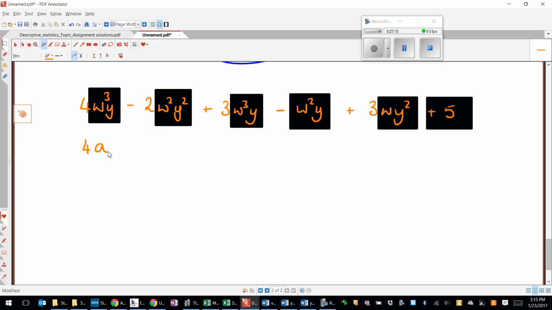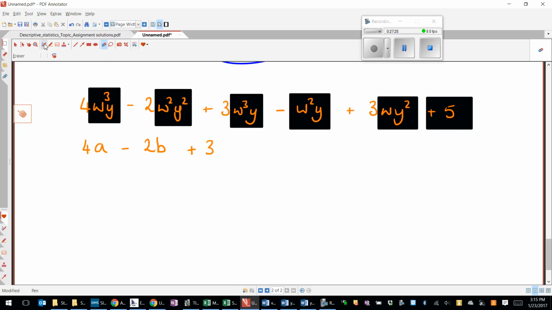Okay? Minus 2 lots of, well, is that the same as that? No. So let's call it b. Is that the same as either of those? Yes, so I'm going to go plus 3b. No, that's wrong, isn't it? 3a. Because it's the same.